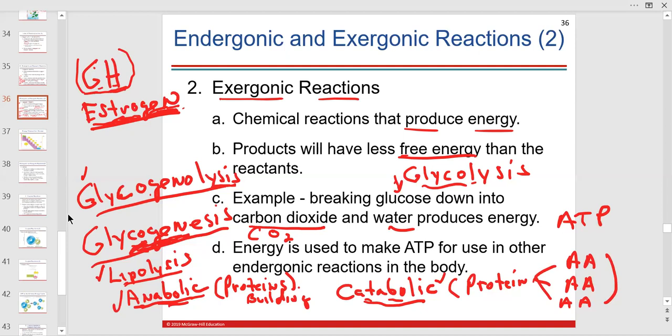Cool. What about, this is a tough one, but stay with me here. What if I said insulin? Wouldn't that be catabolic? It's anabolic, for sure. It will help build proteins. But that's not the most important thing.